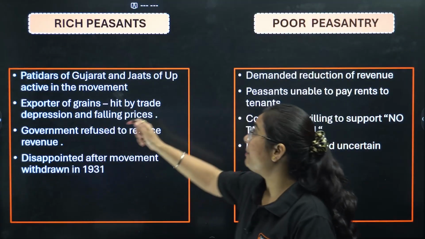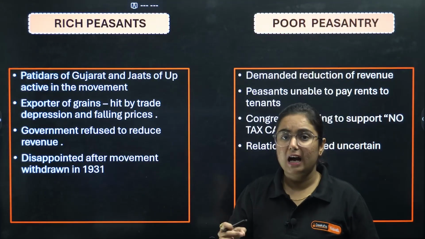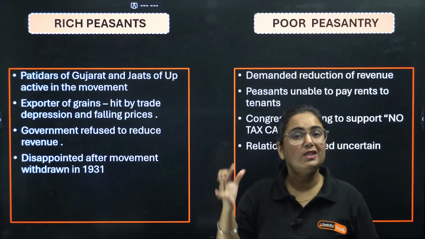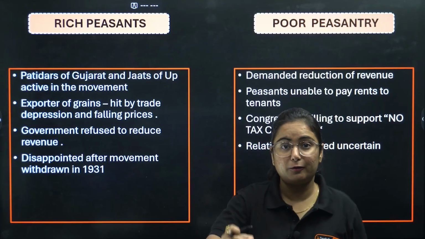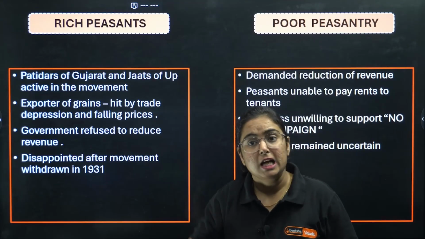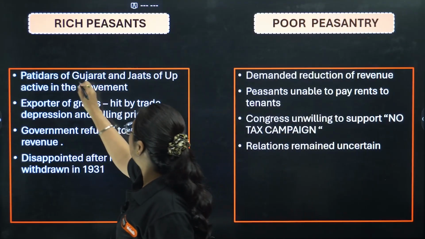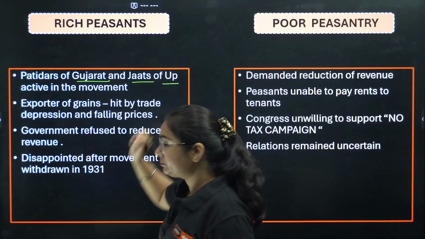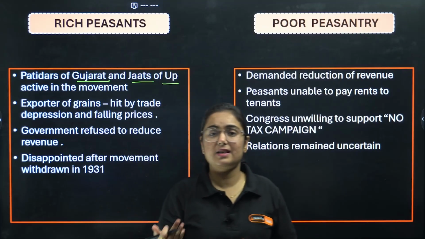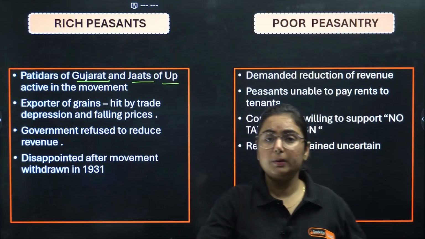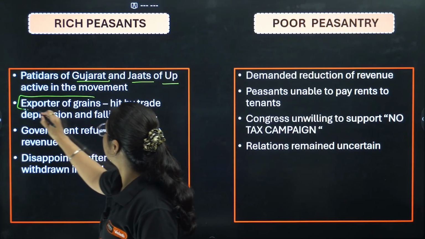First, I will talk about the rich peasantry. See, CDM was launched because India wanted complete independence from the Britishers. They wanted complete independence because they were suffering from their policies. Now, how were the rich peasants suffering, let us talk about this. The Patidars of Gujarat and the Jats of UP were very much active in this movement. Why are rich peasants active? They wanted the British government to leave because they were the major exporters of grain.